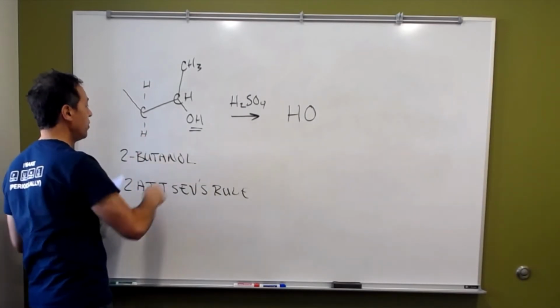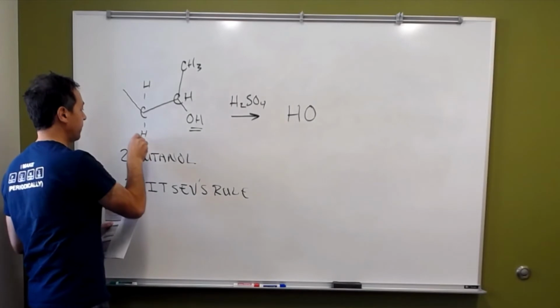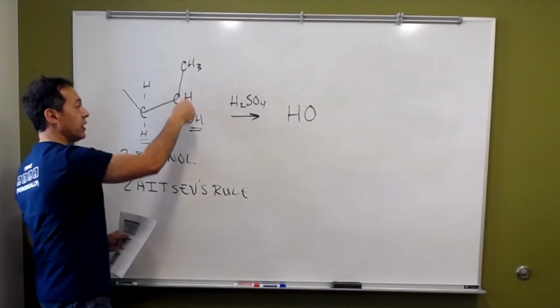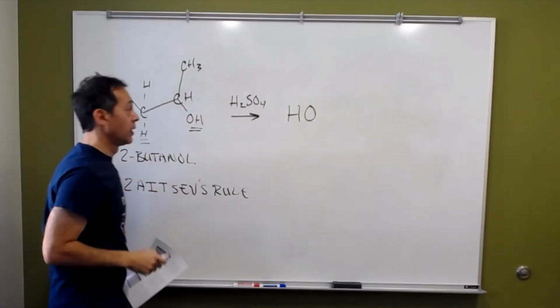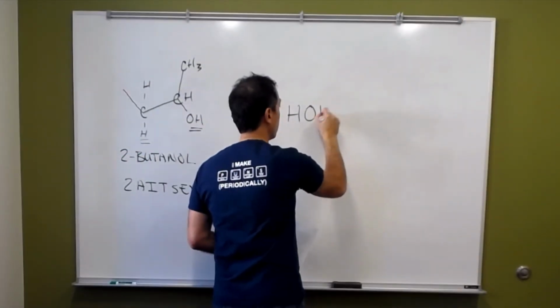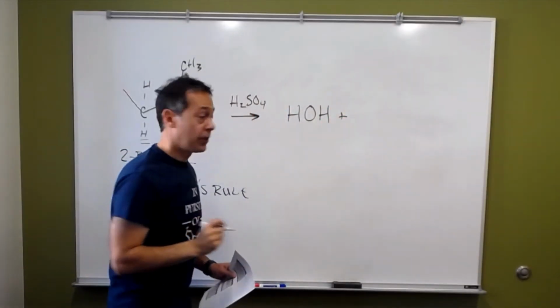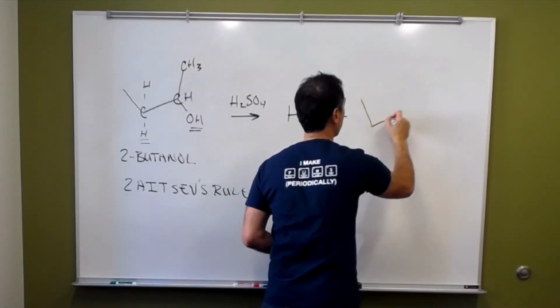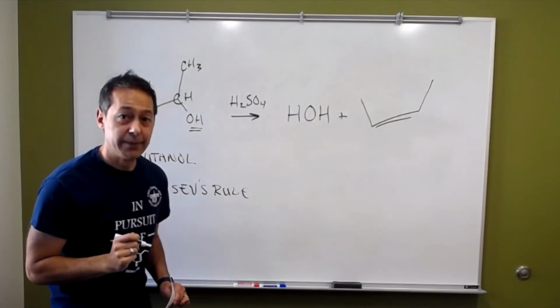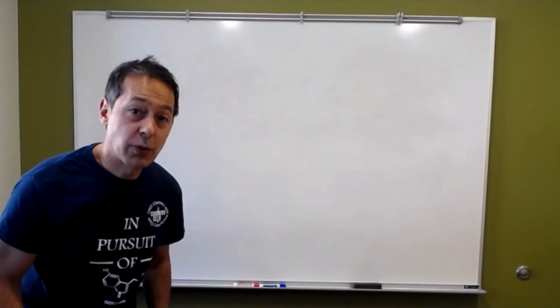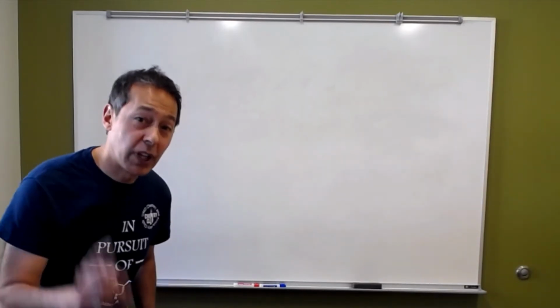So we're going to end up removing this hydrogen, and we'll end up removing this hydroxyl group. So that means our double bond will end up here. So here we'll end up with water plus a double bond there.